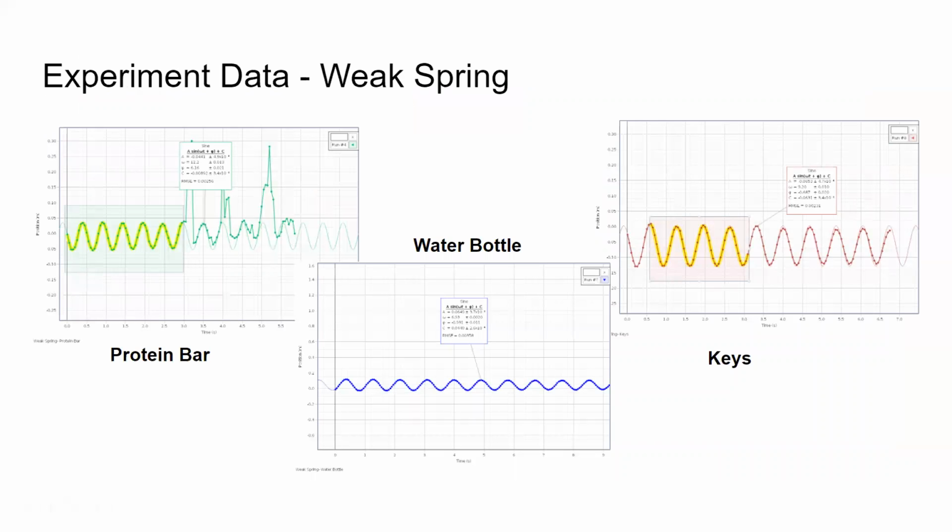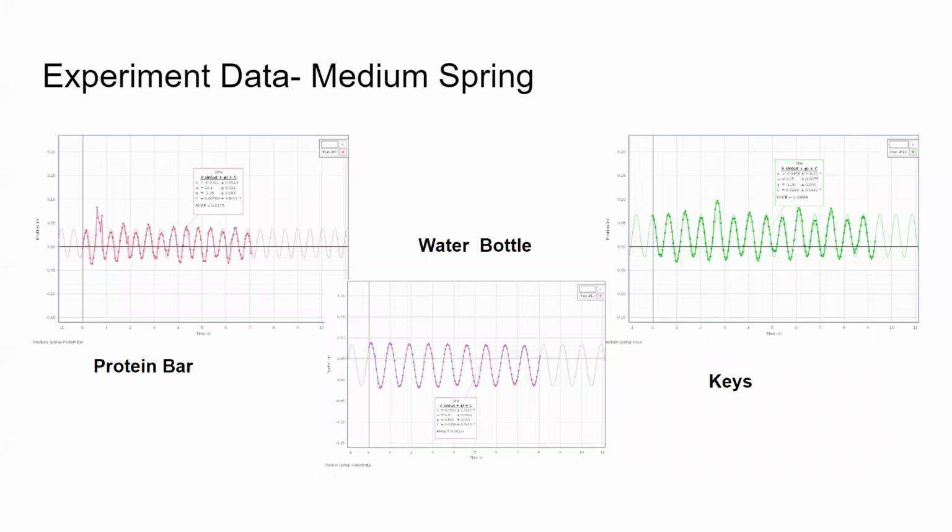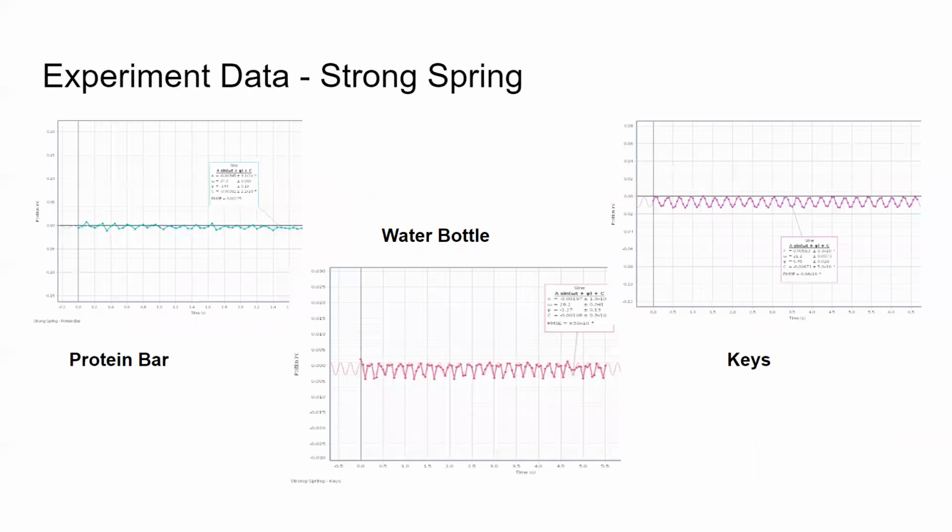These are the graphical representations of the data with each object and the type of spring used. This one is the weak spring. These are the medium springs. And this is the strong spring.